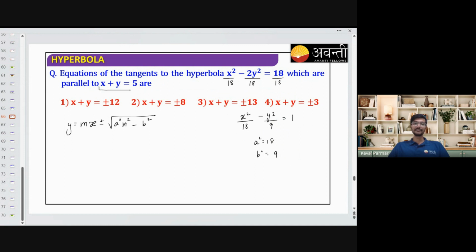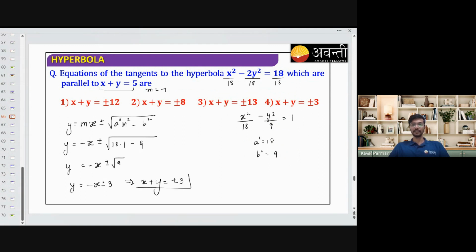Now, the tangent is parallel to this line, which means the slope is minus 1. Correct? Let us substitute all these values here. So y equals minus x plus minus the square root of a square m square minus b square, that is minus x plus minus the square root of 9. So we got y equals minus x plus minus 3. That means the equation of the tangent is x plus y equals plus or minus 3, which is option number 4.